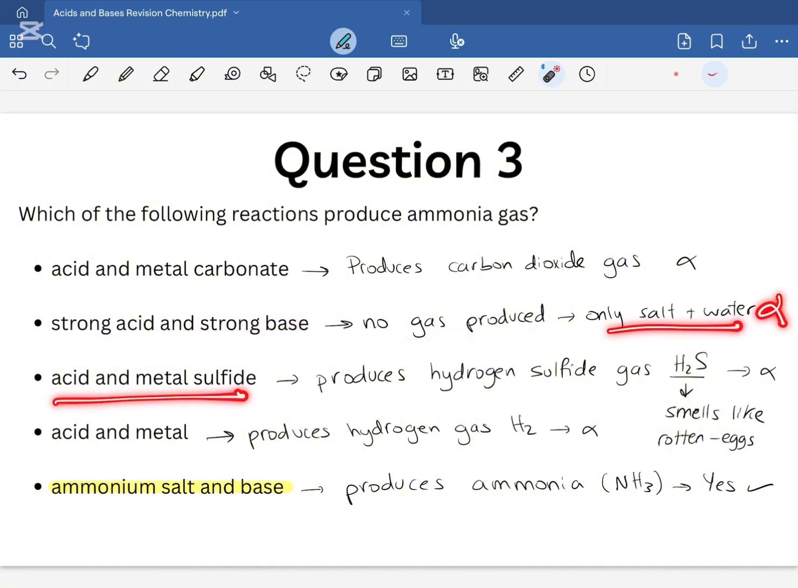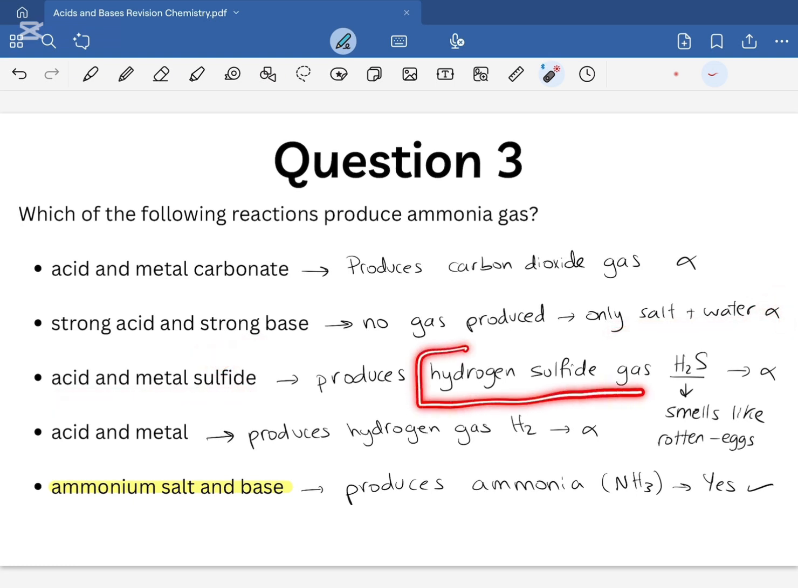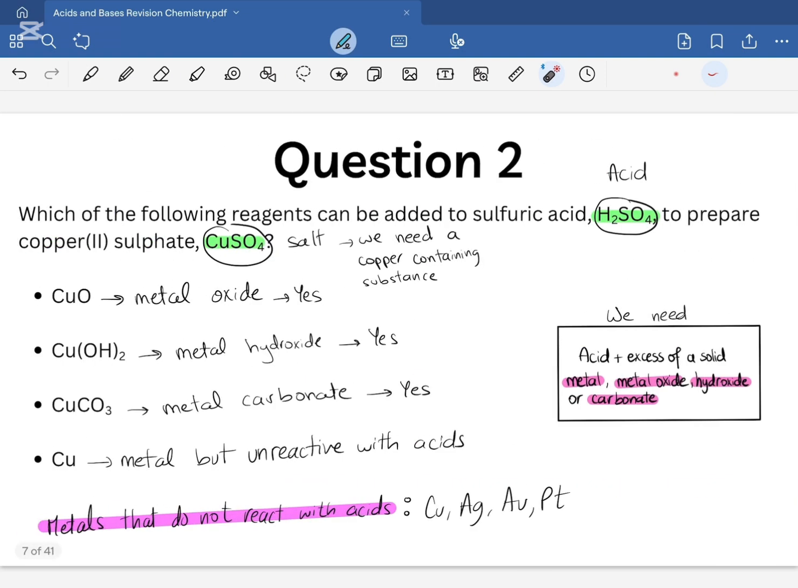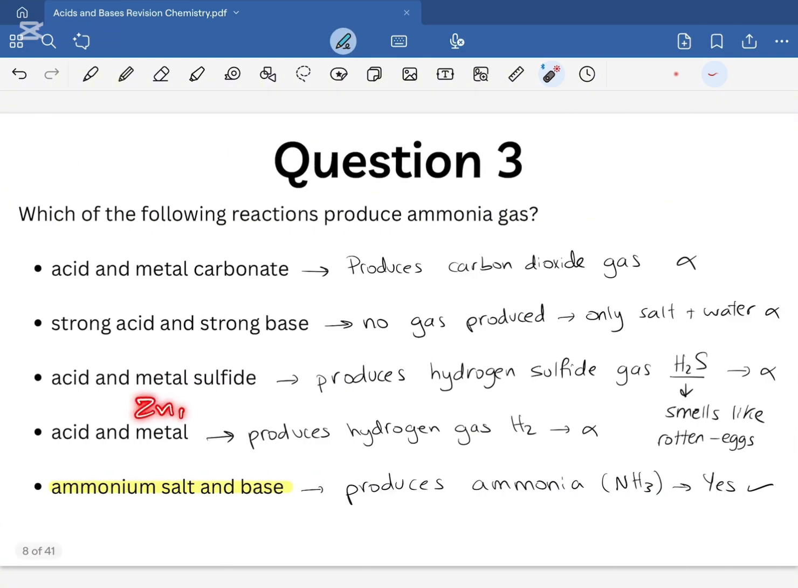Acid and metal sulfide, by sulfide we mean the S2 minus, and this produces hydrogen sulfide gas, which is H2S, that smells like rotten eggs, so it's not going to produce ammonia, so this is also wrong. The acid plus metal, of course it needs to be a reactive metal, not like the metals we mentioned before. It could be, for example, zinc or iron, and this is going to produce hydrogen gas, not the ammonia gas, so this is wrong.